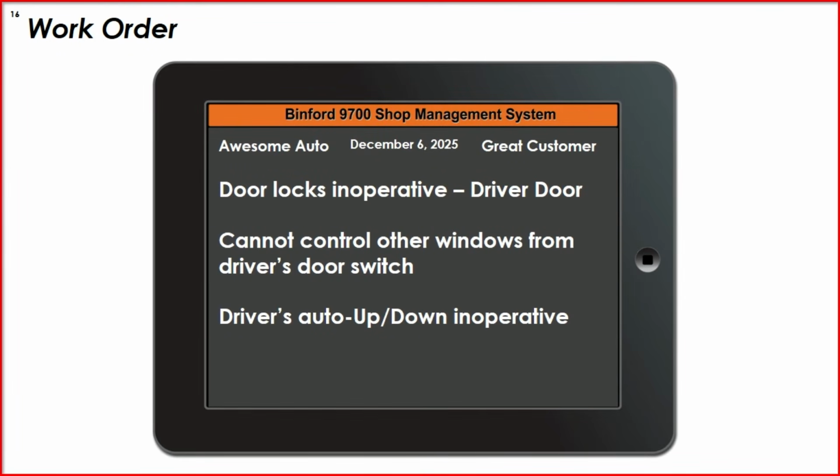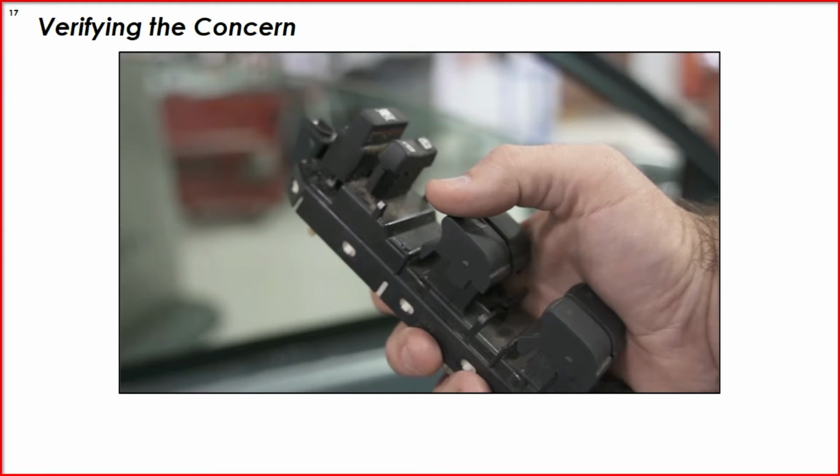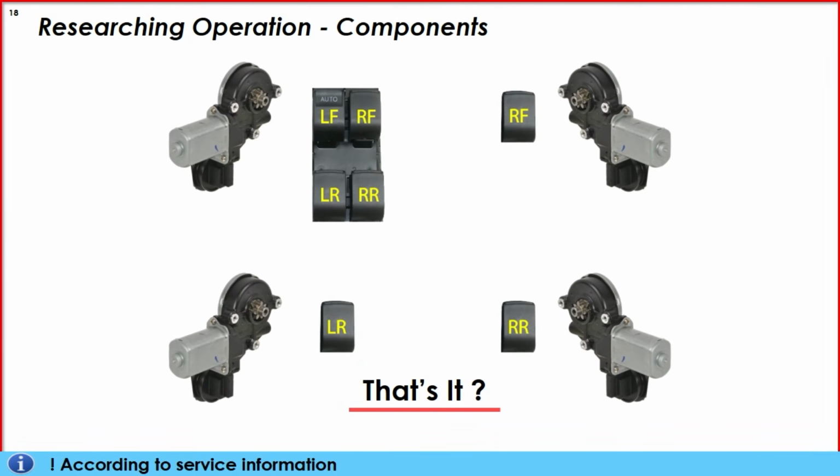Now, they were unable to lock or unlock the doors and could not control the other window positions, and the auto up-down function on the driver's door was also inoperative. I think we could all agree it sounds like a bad switch, right? Well, the technician was able to verify the concerns and noted that he was able to move the driver's window as long as the switch was pulled or pushed down and held. No auto function.